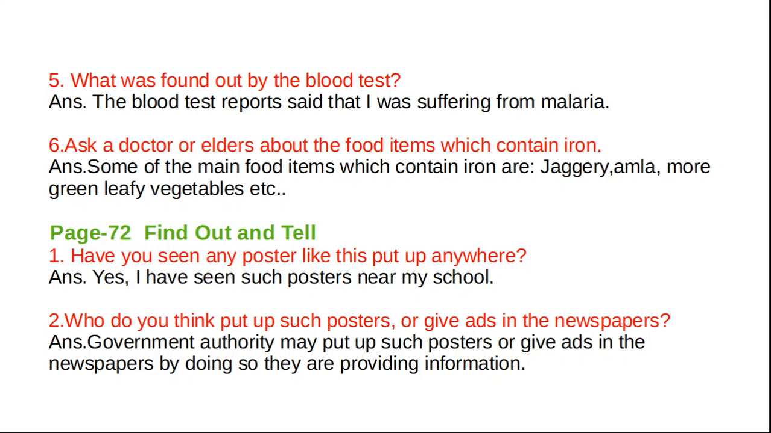Okay, children. Now, next one. Ask a doctor or elders about the food items which contain iron. Okay, so here iron is the most important. It is a very important component in the hemoglobin. Okay, children. Then what kind of food items have iron? Some of the main food items which contain iron are jaggery. Jaggery means bellam, amla, usiri.